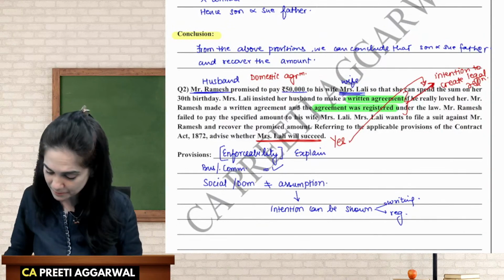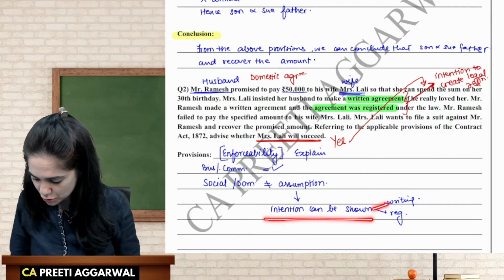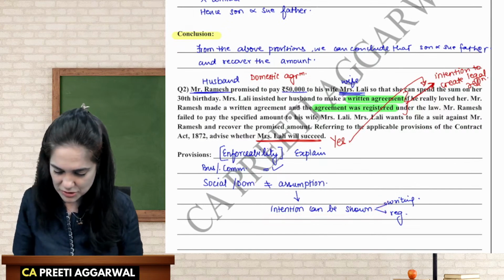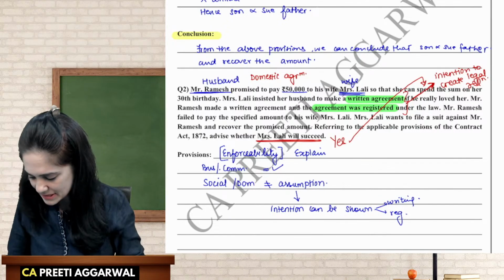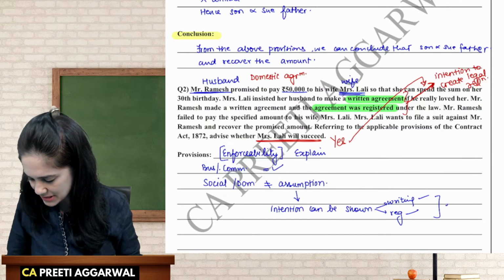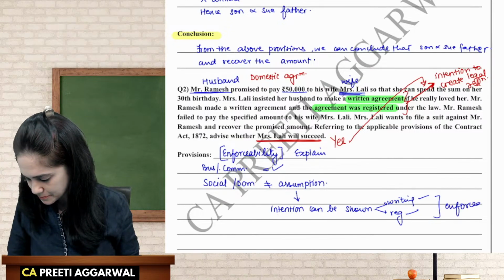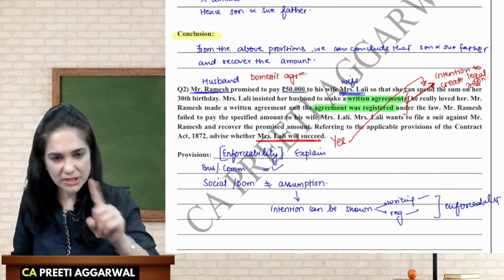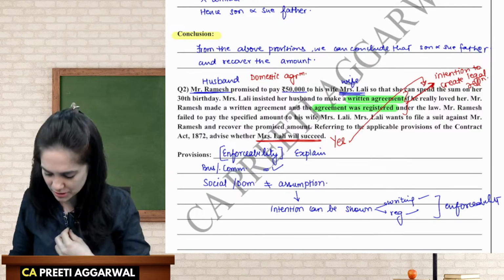Sumesh, correct answer. So intention can be shown by making it in writing and getting it registered also. Because it is in writing and it is registered, there is enforceability. बस solution इधर नहीं लिखना है. You don't have to write solution.